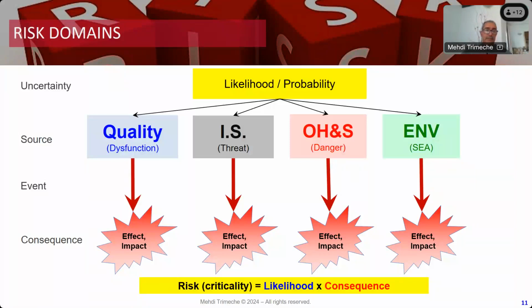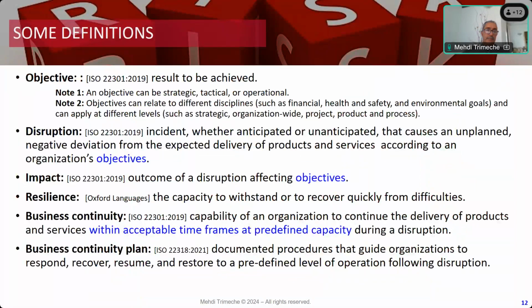Some ISO definitions for objective, for example, as per ISO 22301, it is the result to be achieved. And if we talk about a result to be achieved, it can be at a strategic, tactical, or operational level. Objectives can relate to different disciplines, such as financial, health and safety, environmental goals. We talk about risks in IT especially, and they can apply at different levels, such as strategic, organization-wide, project, product, process, activity, and even for a task.